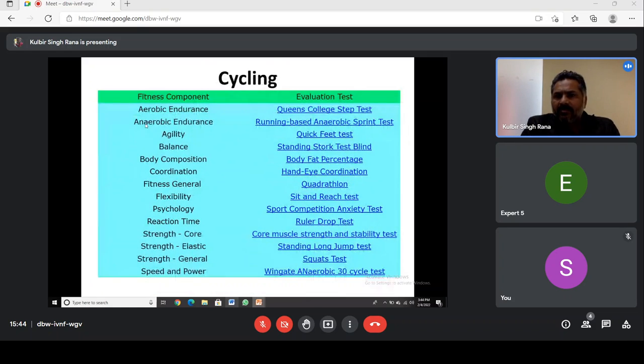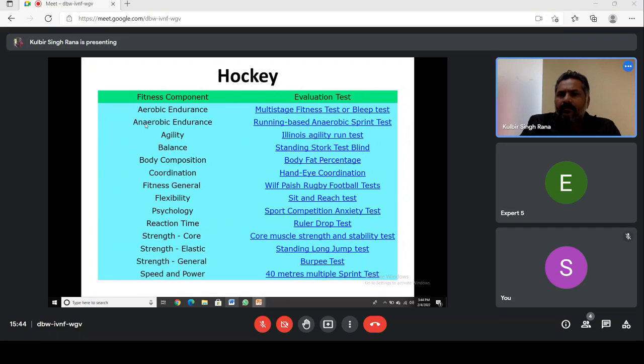Right? Then when it comes to cycling, you will see every test listed there, but in cycling, agility and balance tests are very little required. The strength and endurance tests are very much required for the cyclist. Then comes hockey. As we discussed, basketball and hockey have almost the same requirements, so we'll be doing the same kind of tests, right?